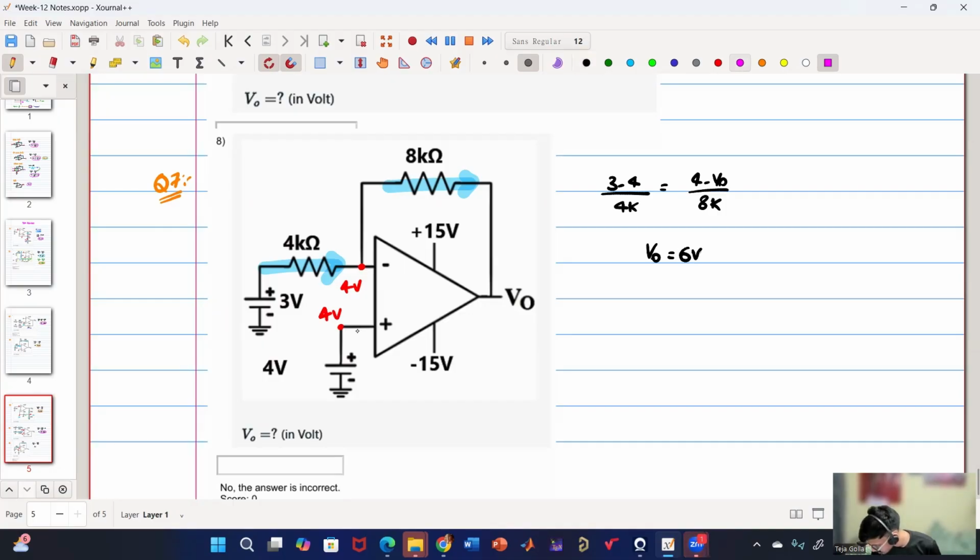Let us wait for others. 6 volts. So Parvatam and Gyanendra also say 6 volts. So this is a very simple problem. What we have done is we have used the virtual short concept because this is 4 volt. This will also be 4 volt. And then the current through this is 3 minus 4 by 4K, which will also be the same as the current through this 8K, which is 4 minus V0 by 8K. So we have equated both of them, and then we got V0 is nothing but 6 volt. So yeah, everyone is saying 6 volts.